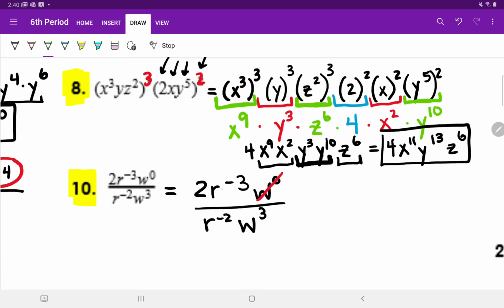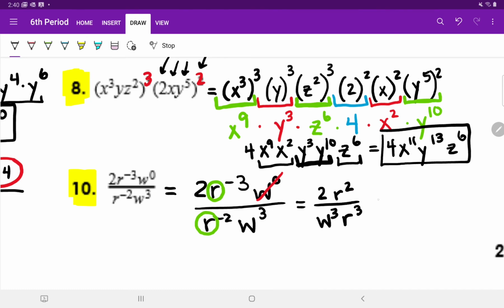The next thing I see are a couple of negative exponents. So I'm going to circle the bases that have a negative exponent, and I'm going to flip those bases to the other side of my fraction. Notice that the 2 and the w cubed don't move, they stay right where they are, but the r squared moves up and the r cubed moves down.